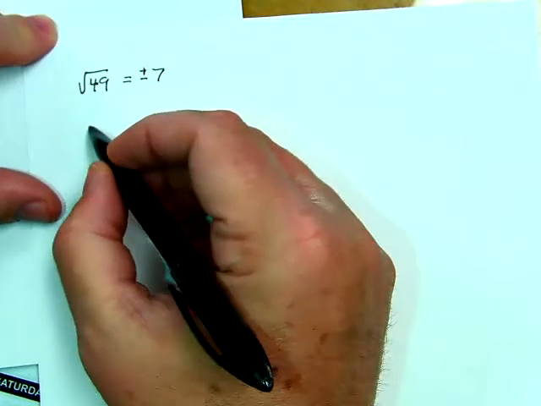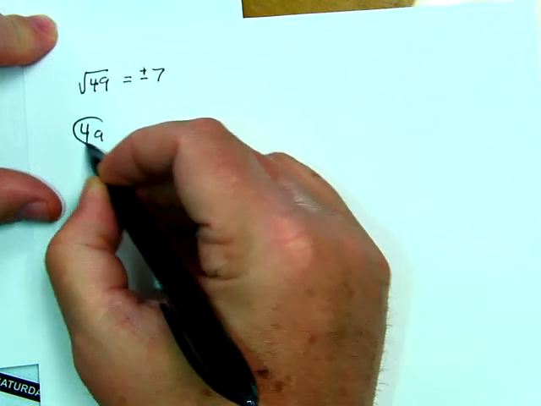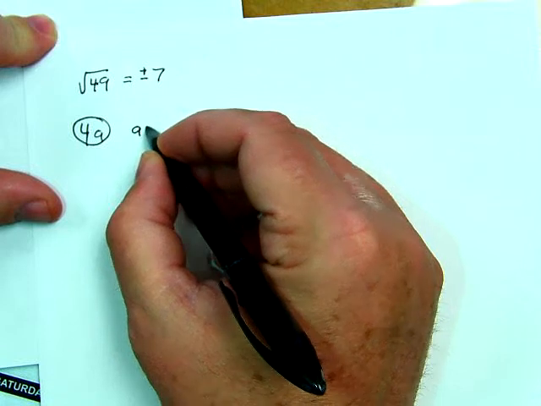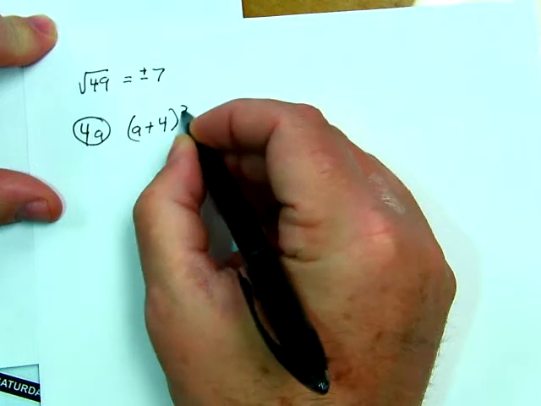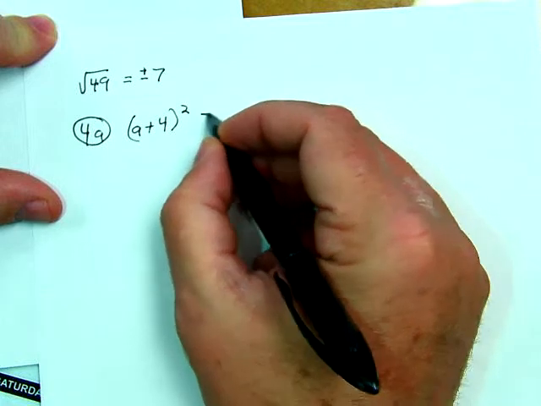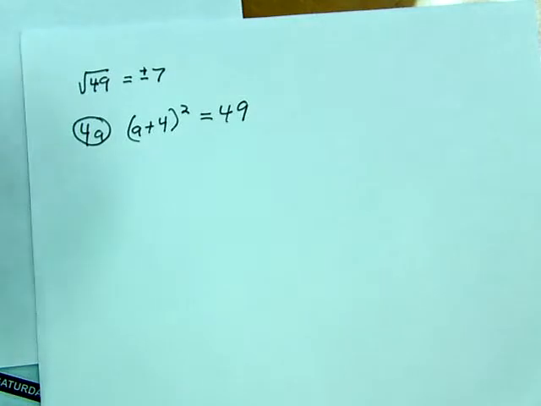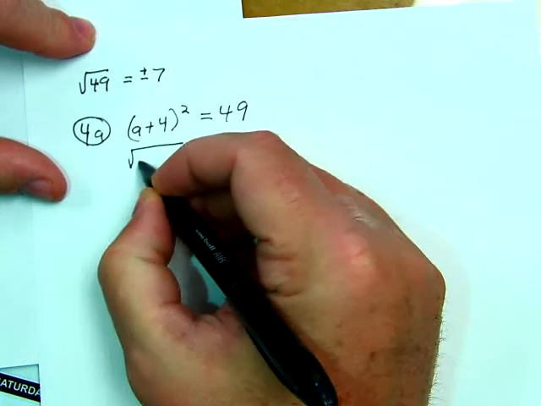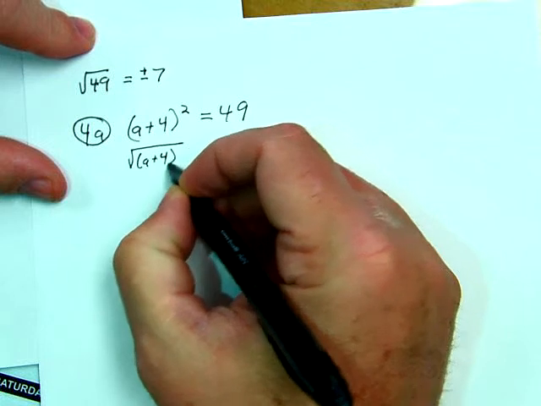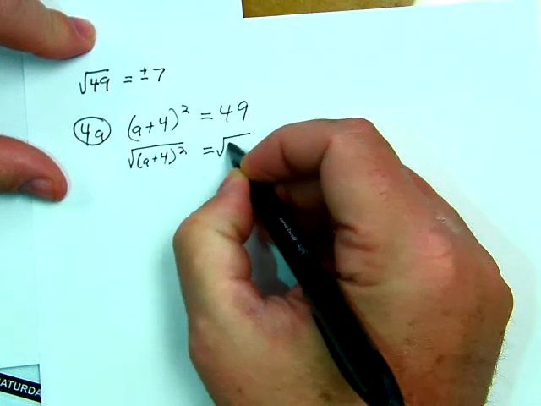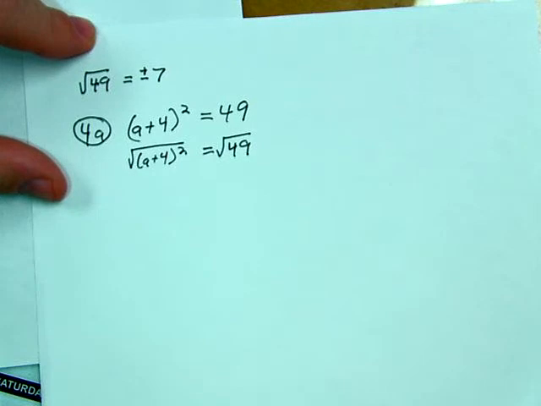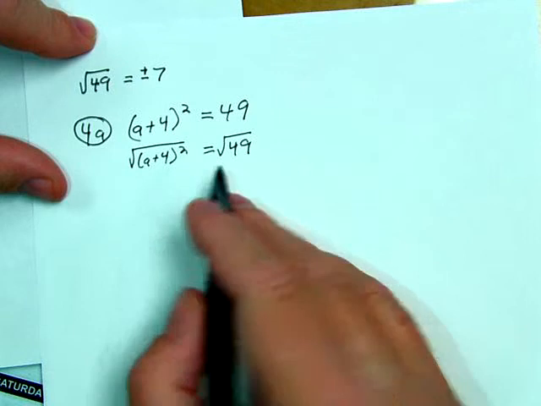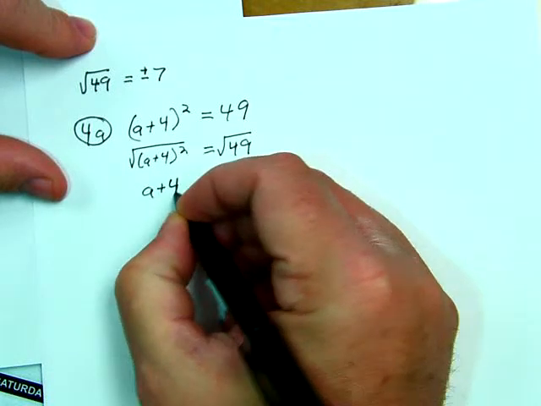Let's say you have an example like 4a. We have the value a plus 4 squared is equal to 49, and we're asked to solve for a. Well, what we can do is take the square root of both sides. This side, it's easy to see that the square root takes away the square, so we're left with a plus 4 on this side.